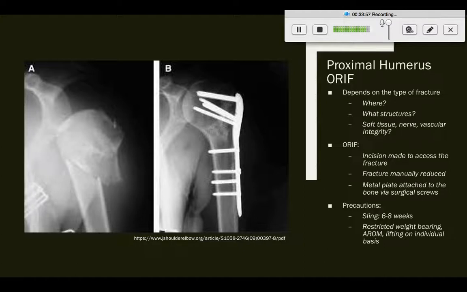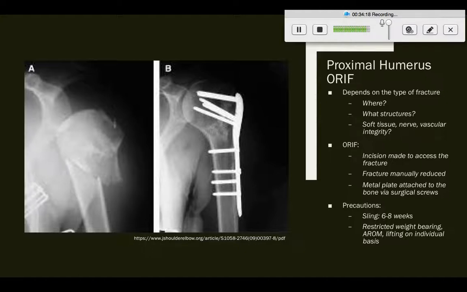An ORIF, what happens is they make an incision to access the fracture. So this is an open procedure. The fracture is going to be manually reduced, which means the parts are going to be essentially put back where they belong. And then a metal plate is going to be attached to the bone with the use of surgical screws, like we have here in the picture on the left.